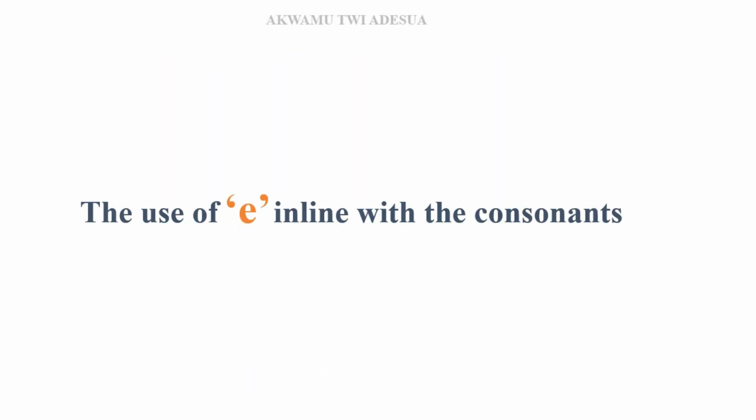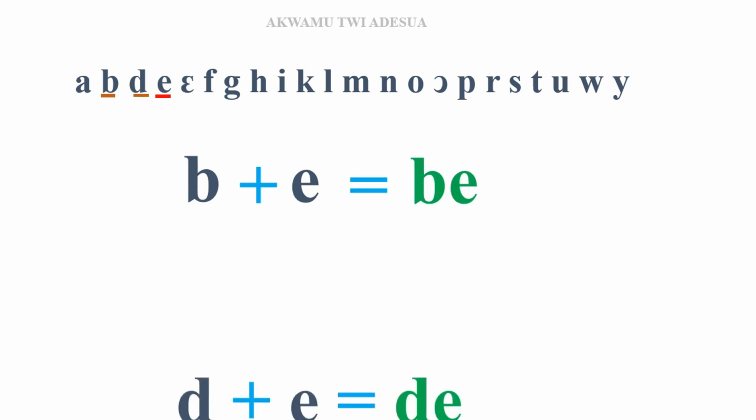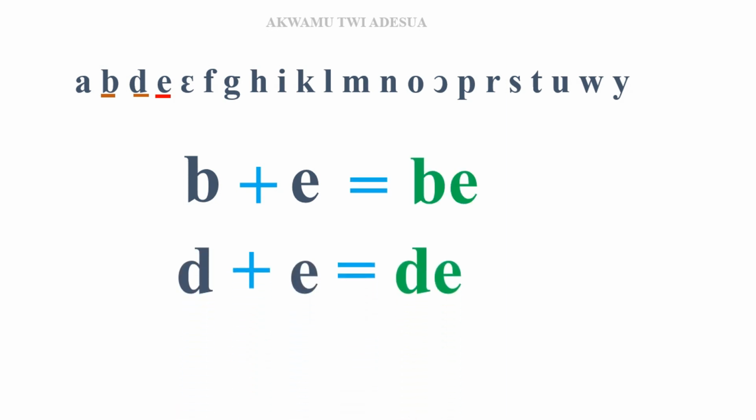Here we have the use of the ɛ, which is the E in English, the use of the ɛ in line with the consonants. So we have b plus ɛ will give us the sound bɛ.